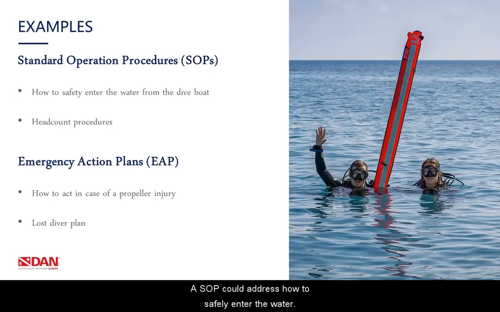An SOP could address how to safely enter the water. These procedures would need to take into account your local dive operation and the possible risks which are present. Such a procedure could, for example, require to shut down the boat's propeller or engine before any divers enter the water. Another example is head count procedures, or how do you check all divers are back ashore or on board to avoid divers getting lost without anybody noticing it? As always, how to organize and mitigate this risk will depend on your local situation.